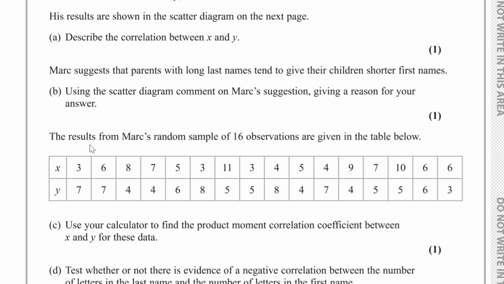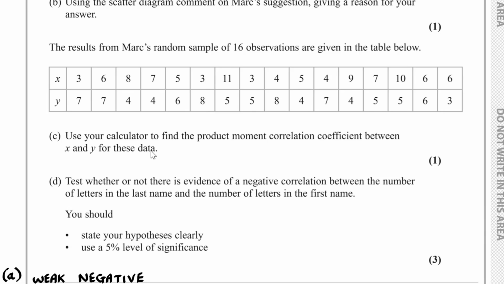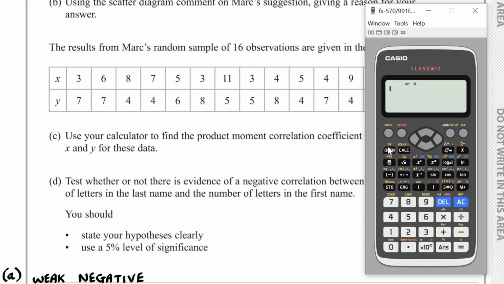For part C of the question, the results from Mark's random sample of 16 observations are given in the table below. We've got different values of X and Y. We have to use our calculator to find the product moment correlation coefficient between X and Y for these data. On our calculator, if we go to the menu and the statistics sub-menu, press number 2, and then we need to key in the different values of X and Y. So let's begin by keying in the different X values.